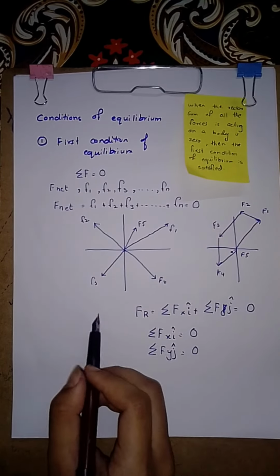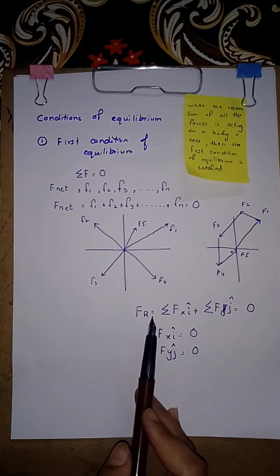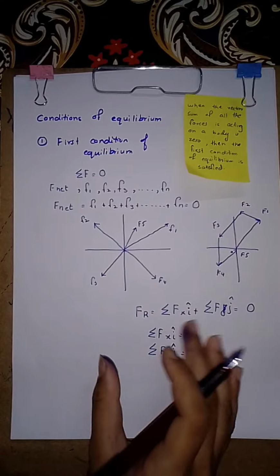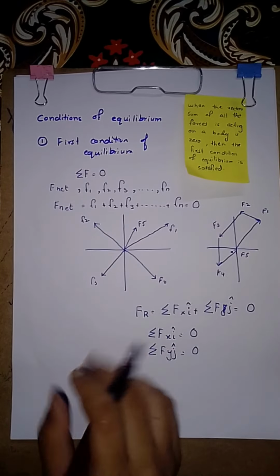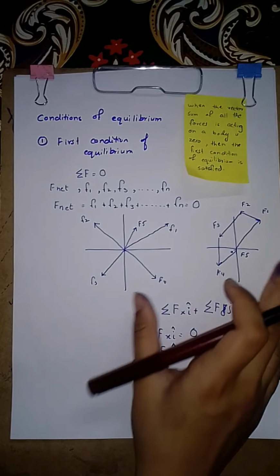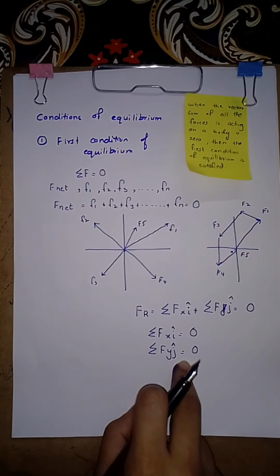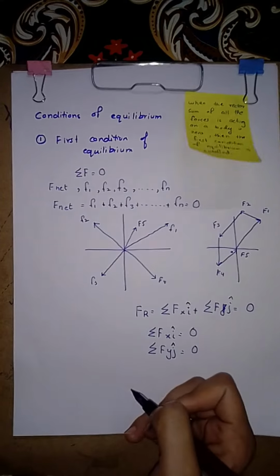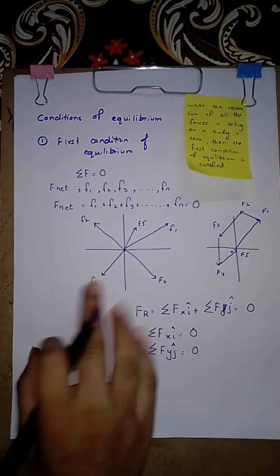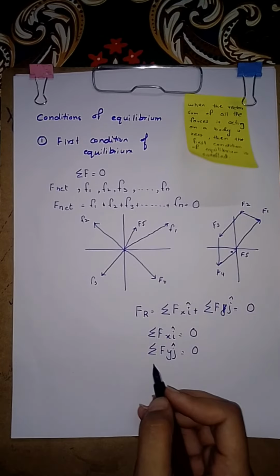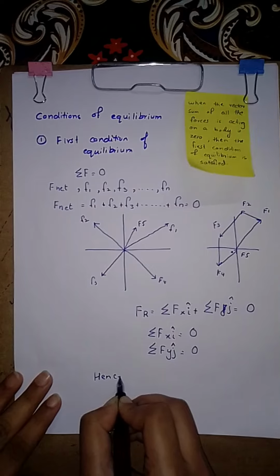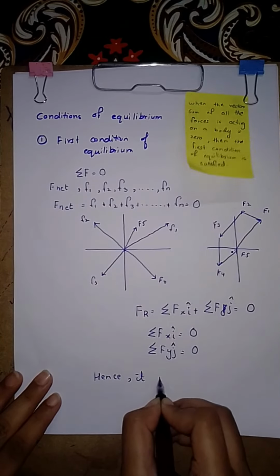So in this way we have defined the first condition of equilibrium: the vector sum of all the forces acting on a body is 0. Then this condition is satisfied and their vector sum is equal to 0. Hence it is proved.